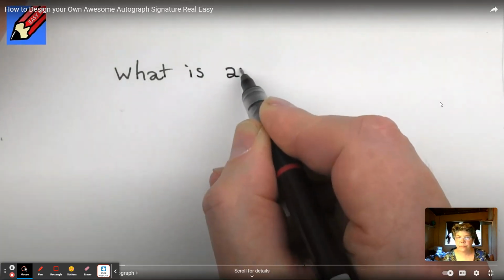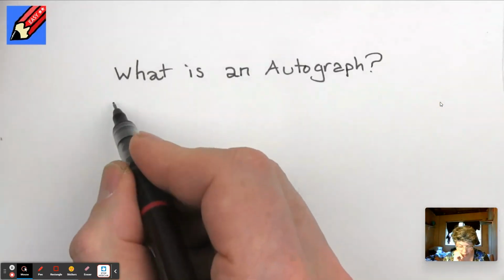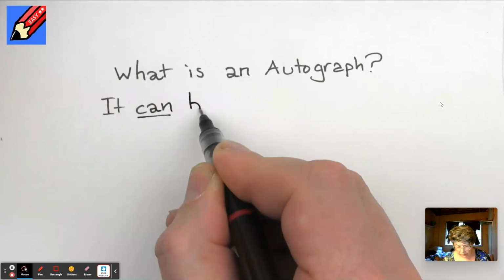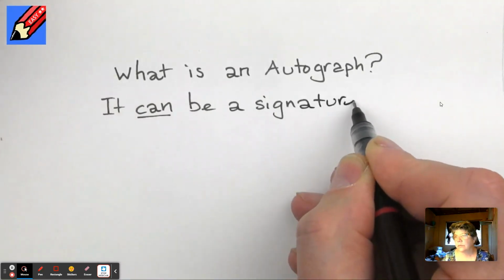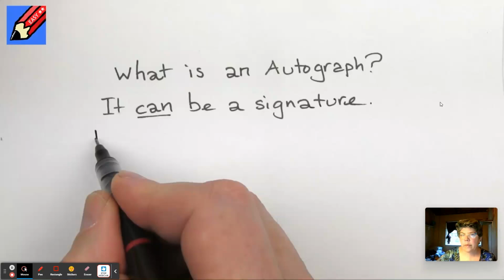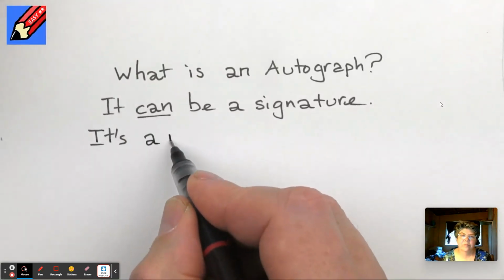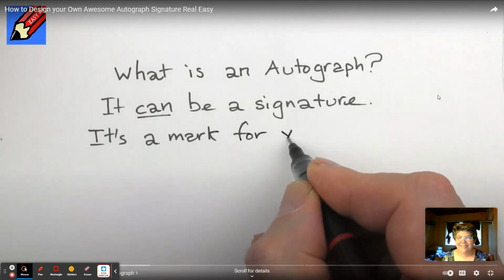Before we design your autograph, let's think, what is an autograph? It can be a signature, but you don't really want it to be your signature. Your signature is the thing that you sign official documents with, and an autograph is like a mark for your fans to say they have met you. Now, are you famous? I don't know. Maybe you want to be famous one day, and that's why you're practicing your autograph.